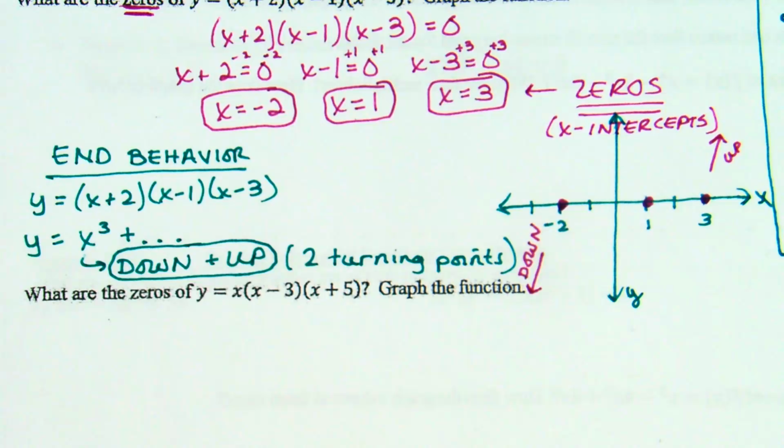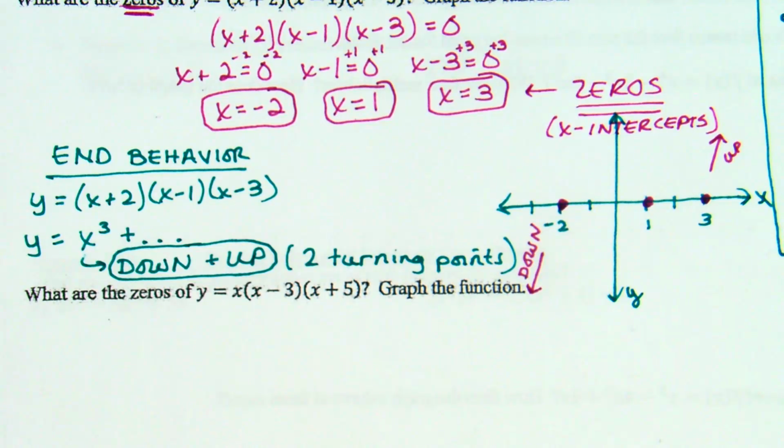Now, we also suggested that there's probably 2 turning points. And we have to go through all those dots on the x-axis. Can you see what this graph's going to do? It's going to start down. It's going to cross up through -2. It's going to go up and it's going to turn. It's going to come back and cross through 1. It's going to go down and it's going to turn and cross up through 3.